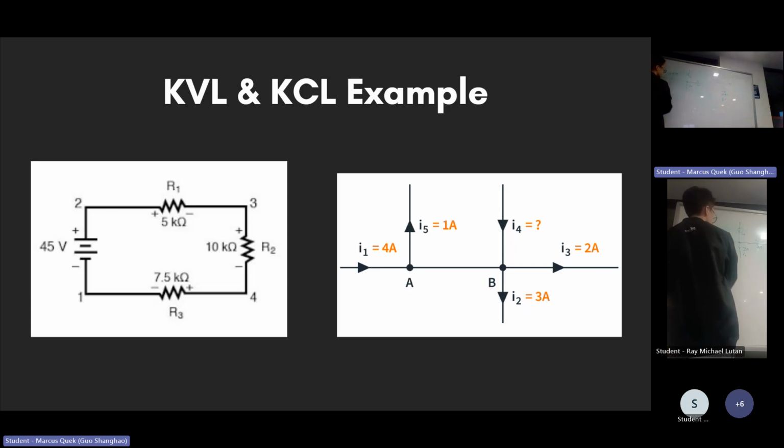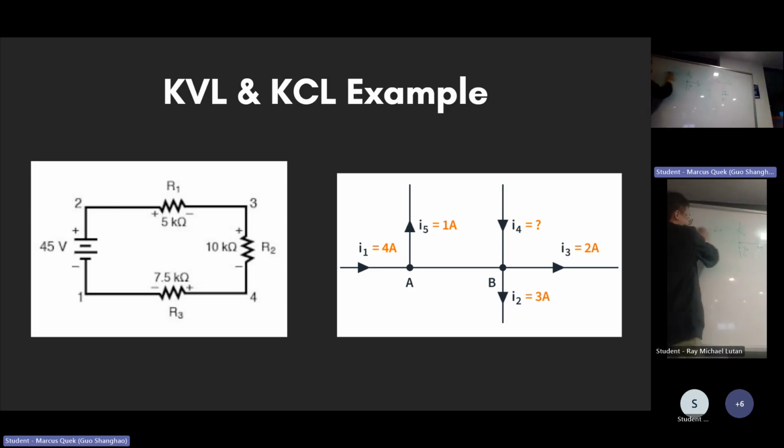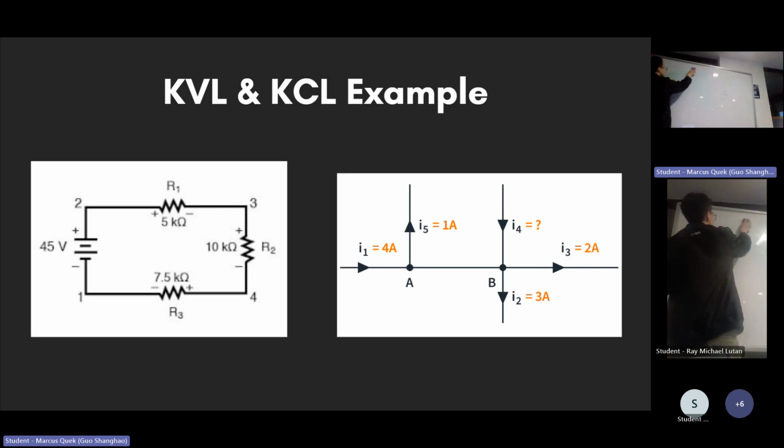Everyone understands this, right? 2 amps. You have current in and you have current out, and you must be safe. That's it.